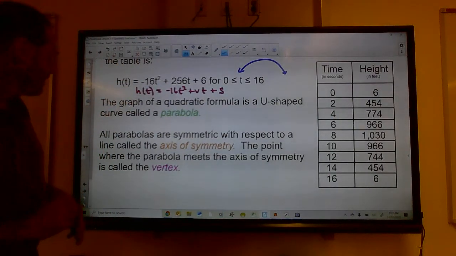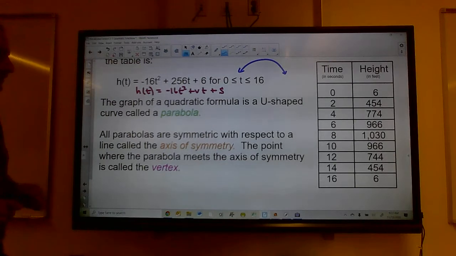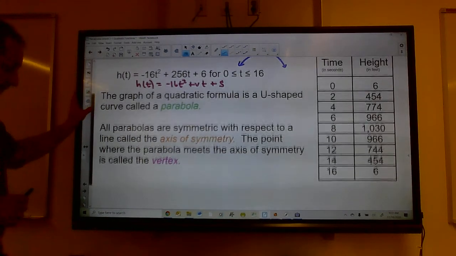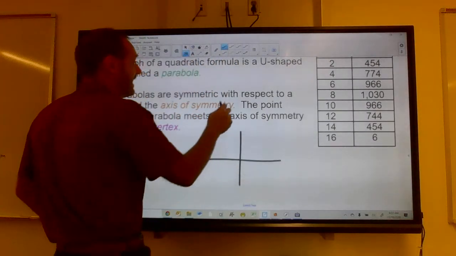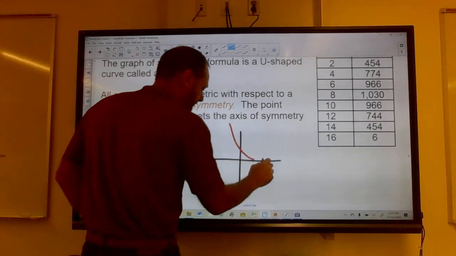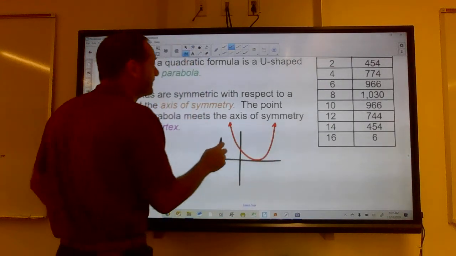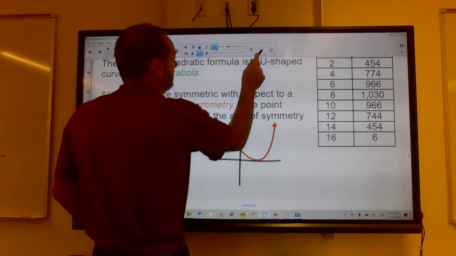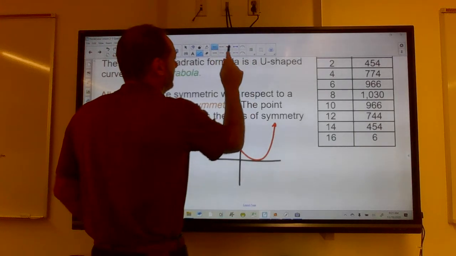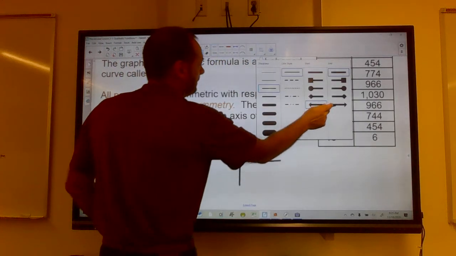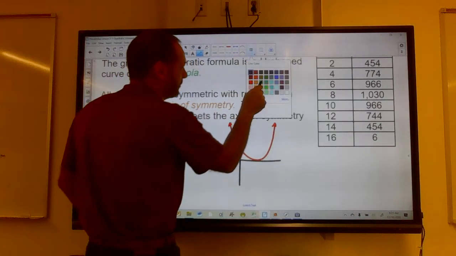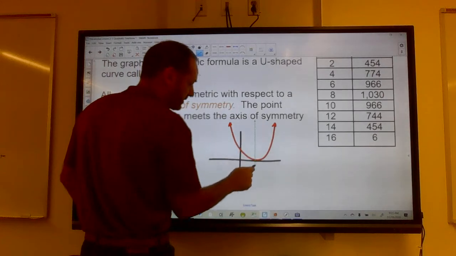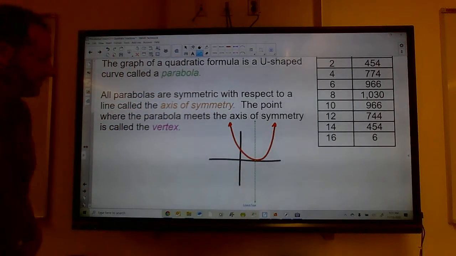Okay. All parabolas are symmetric with respect to a line called the axis of symmetry. This is something you're going to want to know. So if I have a parabola, and let's say it looks like this, the axis of symmetry is a line that goes right down the middle of this thing, just like this. There's your axis of symmetry.